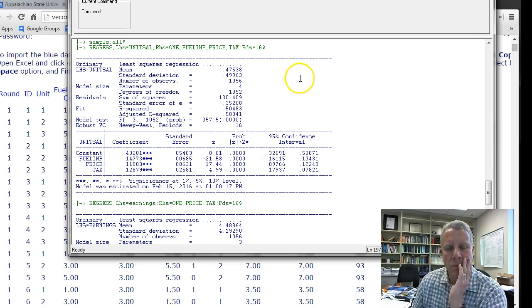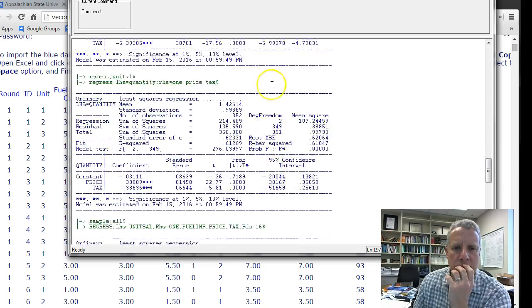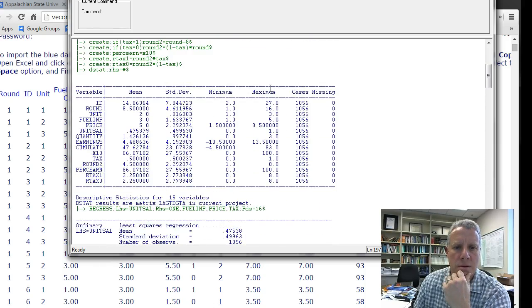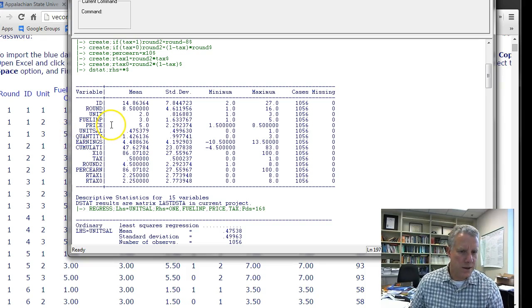So we have, let me go back up here. So here's a table of the descriptive statistics where we have a bunch of variables, and when I imported this into my software, it truncated a lot of the variable names, but we still have ID. You can still read these. They're ID, round. The unit goes from 1 to 3. The fuel input cost goes from 1 to 5, 1 to 3 to 5. The randomly drawn prices ranged from 1.5 to 8.5.